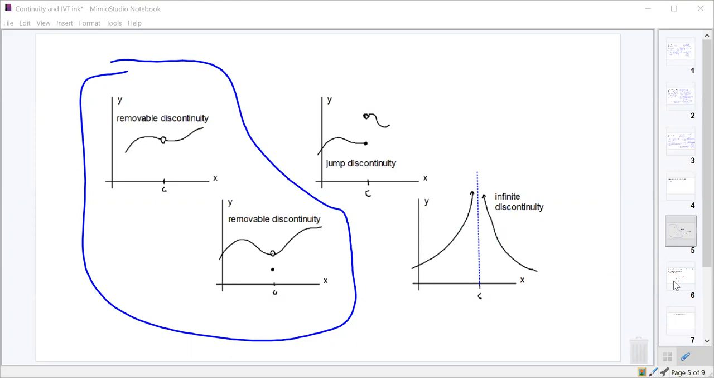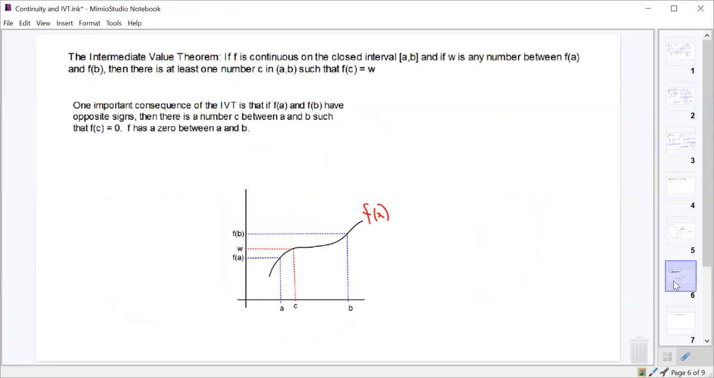Let's take this idea of continuity and apply it into a theorem, the intermediate value theorem. Have you heard of the intermediate value theorem before? No. I've heard of it. All right, some people have heard of it then, and some people have not. You may or may not have talked about it. It doesn't really matter. It's a pretty straightforward theorem.